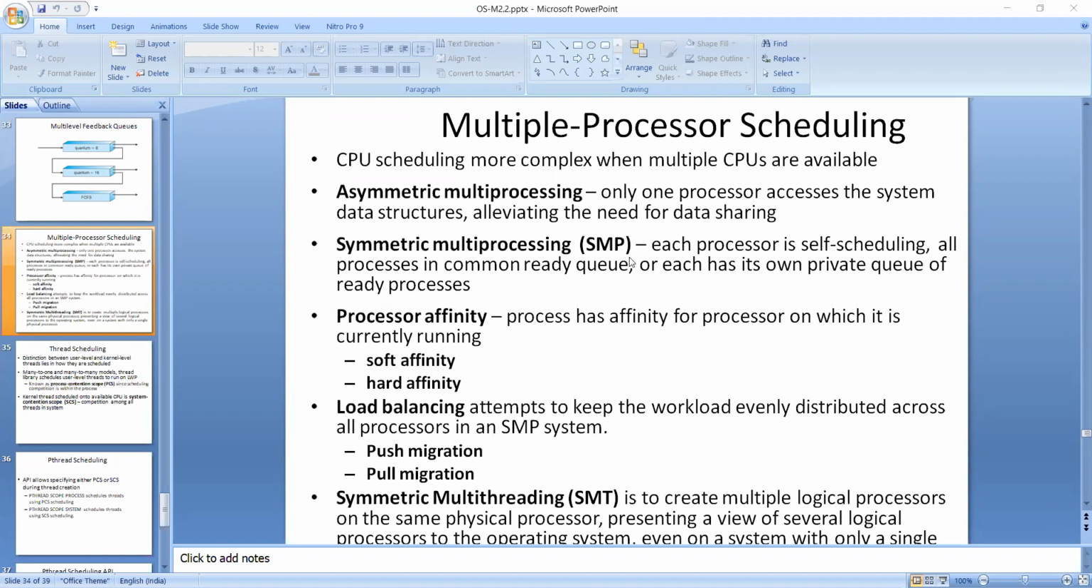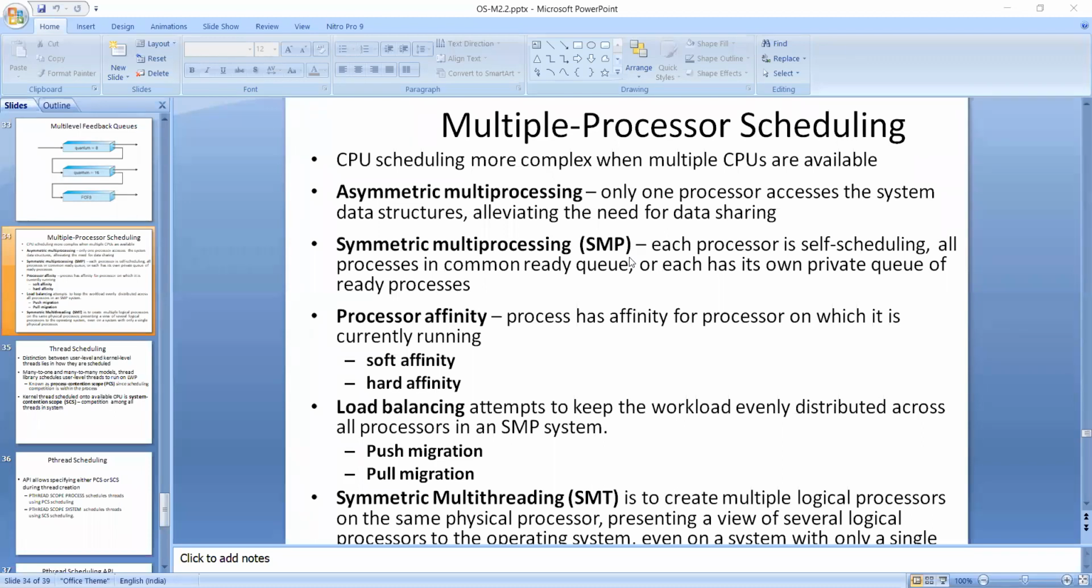Here in symmetric multiprocessing, each processor is self-scheduling. All the processes may be in a common ready queue, or each processor may have its own private ready queue. In that, processes will be placed in this symmetric multiprocessing system, which is also called SMP. And some of the issues related to symmetric multiprocessing is processor affinity.